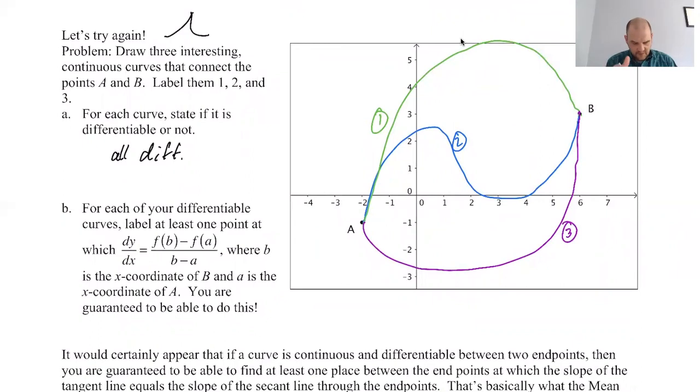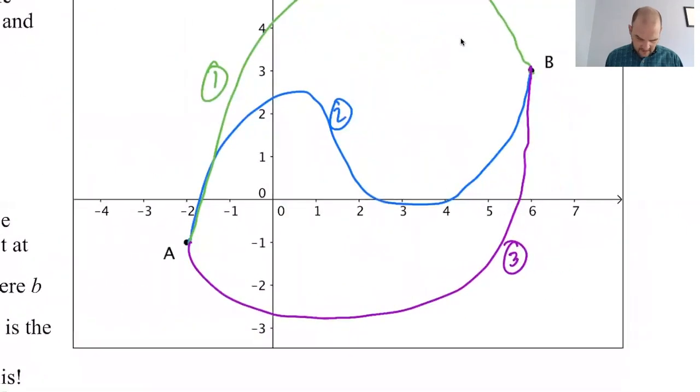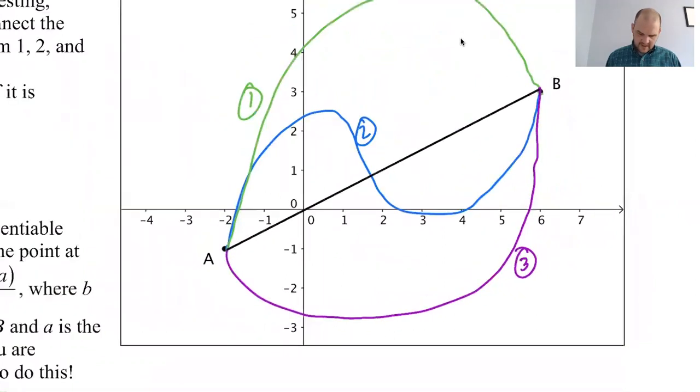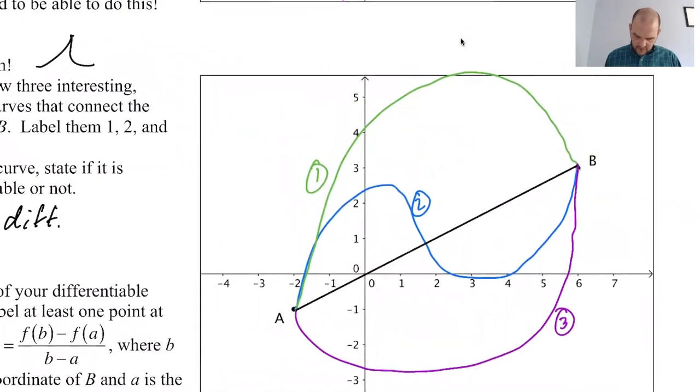For each of your differentiable curves, label at least one point at which dy/dx equals (f(b) - f(a)) / (b - a), where b is the x-coordinate of B and a is the x-coordinate of A. You're guaranteed to be able to do this. Okay, so I'm going to sketch that in. So this is going to go from here to here.